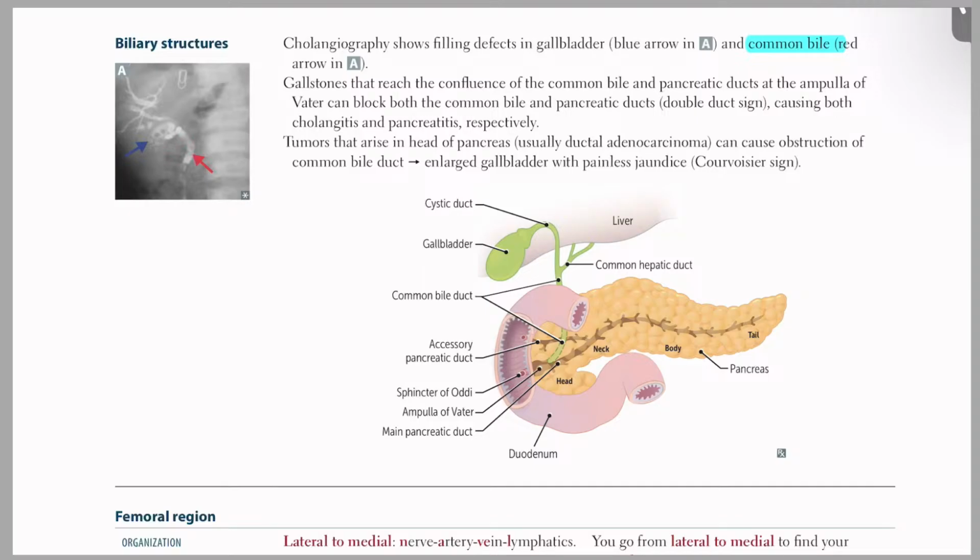Gallstones that reach the confluence of the common bile and pancreatic duct at the ampulla of Vater can block both the common bile and pancreatic duct, double duct sign, causing both cholangitis and pancreatitis respectively. Tumors that arise in the head of the pancreas, usually ductal adenocarcinoma, can cause obstruction of the common bile duct and a large gallbladder with painless jaundice. Courvoisier sign.